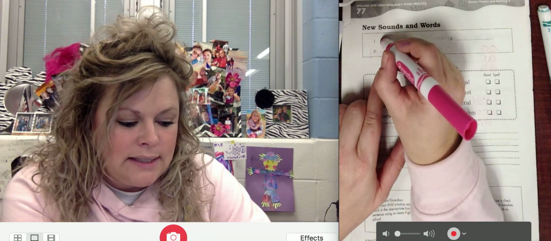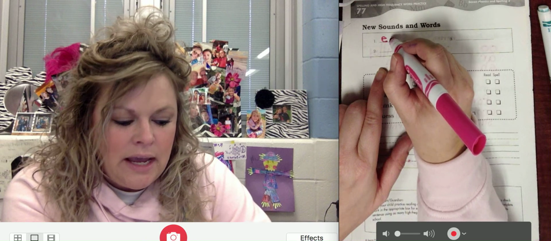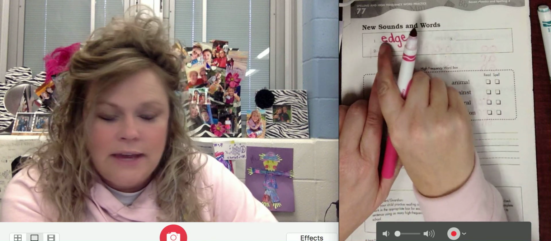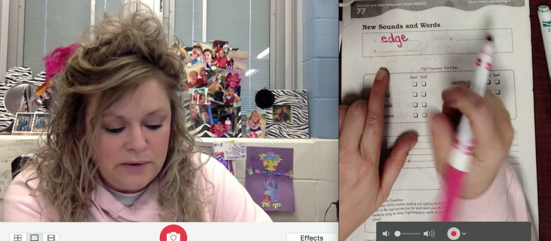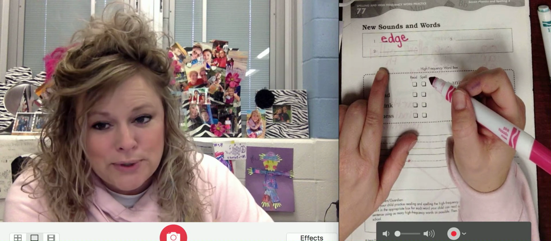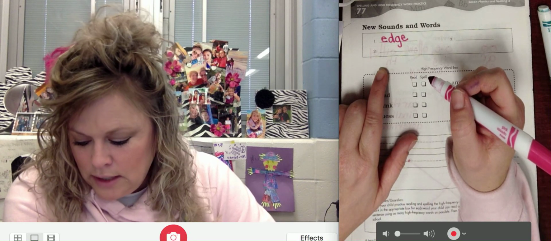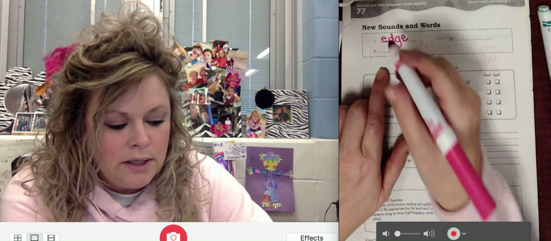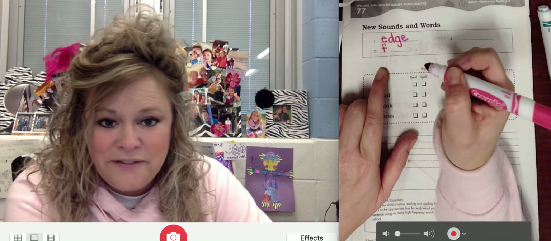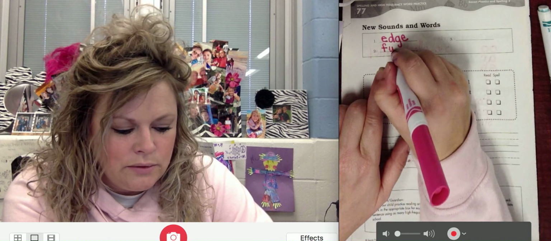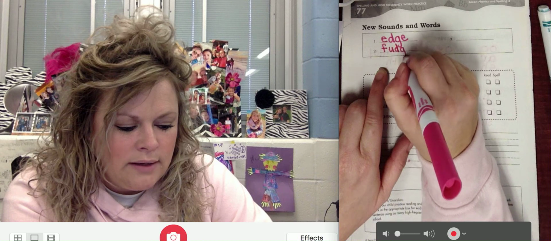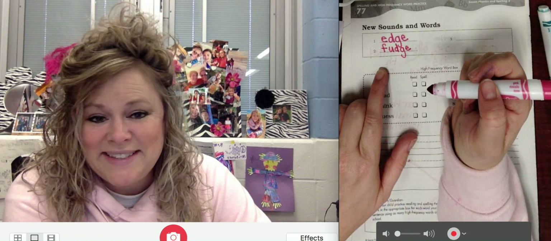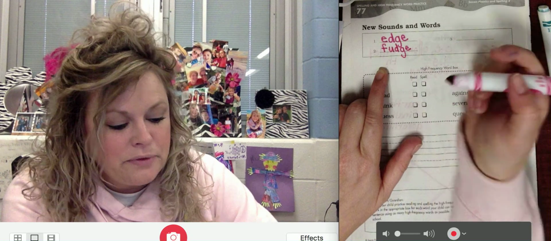Edge is spelled E, like elephant, and then J, D, G, E, that trigraph following that short vowel. Okay, go ahead and write it. This is new, so I don't expect you to write it on your own. Number 2 is that word fudge, something you eat. Fudge is spelled with an F, and then U, and then that D, G, E. Okay, short U followed by a D, G, E. That sounds like J.